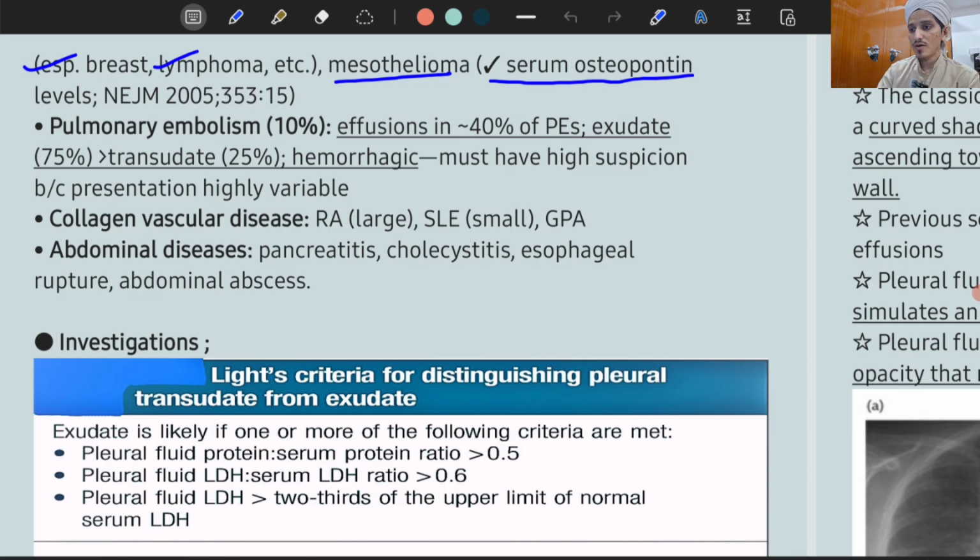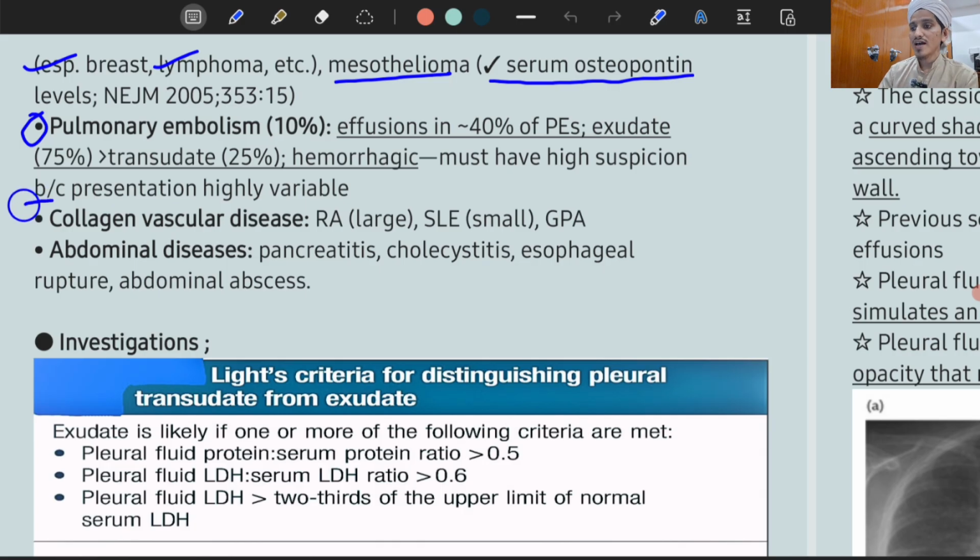The third most common cause of exudative pleural effusion is pulmonary embolism. Approximately half of the pulmonary embolism cases, about 40%, will have pleural effusions. And exudate is more common than transudate, and most of the time it is hemorrhagic. Must have high suspicion because the presentation is highly variable.